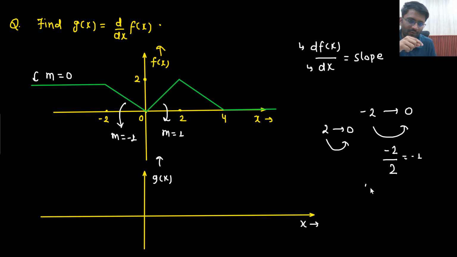If x is increasing from 0 to 2, that means x is increasing by 2, and y is increasing from 0 to 2 as well. So y is also increasing by 2. So 2 by 2, slope is 1. And what is the slope here? Slope is minus 1 here.